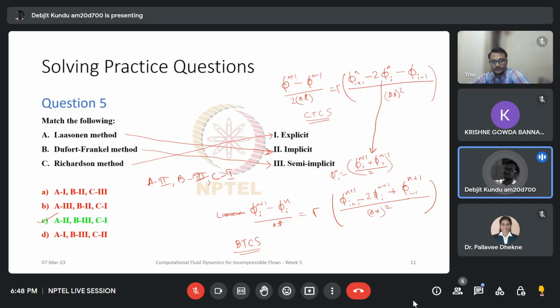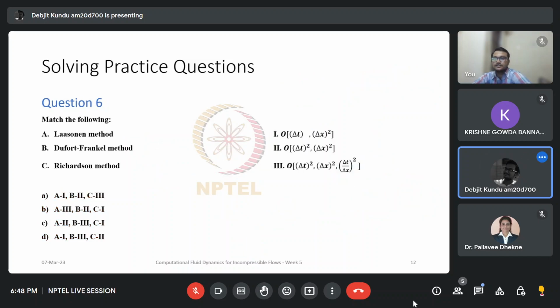So if you don't have any questions, we will move on to question 6. This is again another match the following type of question where you have to match each method with its correct order of accuracy. Here also we have the same options on the left hand side. Option A, Larson method. Option B, Dufort-Frankel method. Option C, Richardson method. And on the right hand column, the first one is first order in time and second order in space. The second one is second order in time, second order in space. And the third one is second order in time, second order in space, as well as second order in the ratio between time and space, so to say.